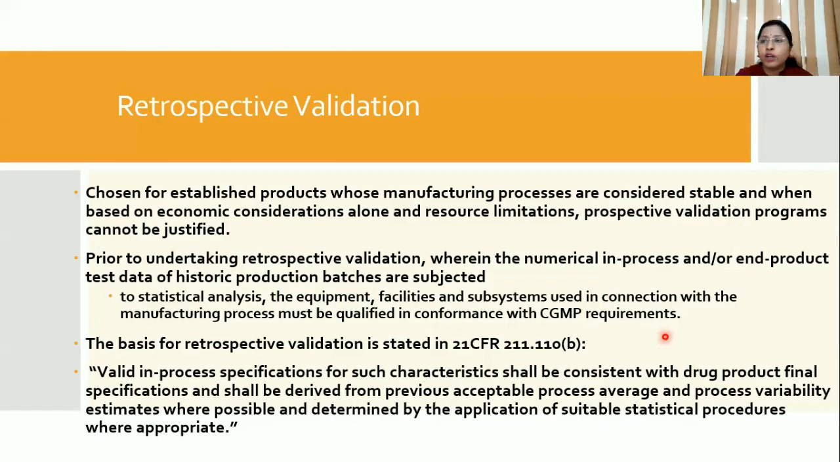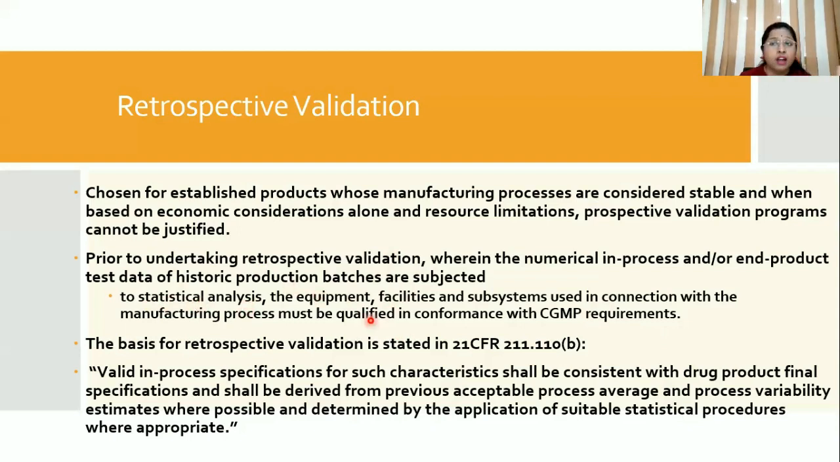So it means if you are taking data of a batch from 5 years back, you need to confirm that the present current GMP requirements are satisfied, right? Because every day there are some changes in the current GMP, the good manufacturing practice changes. So at that time you need to take care of this. So you have to subject those batches to the statistical analysis.